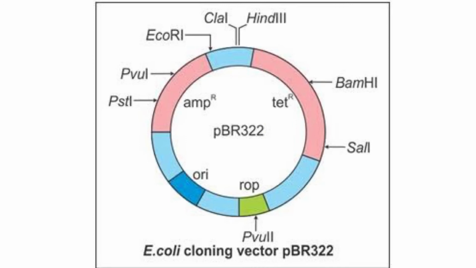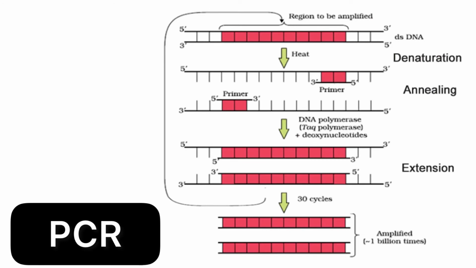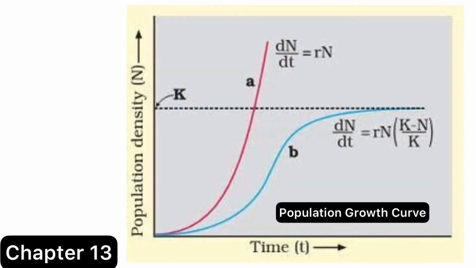Next is the very important plasmid, that is pBR322. This is recombinant DNA technology, or rDNA technology. This can be called PCR, or polymerase chain reaction. In chapter number 12, Biotechnology and its Applications, only one diagram is important, that is maturation of proinsulin into insulin. Chapter number 13, Organisms and Populations.